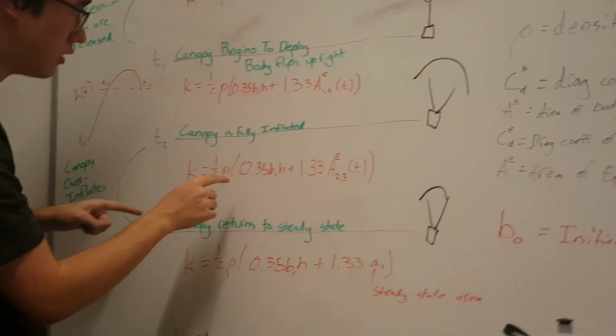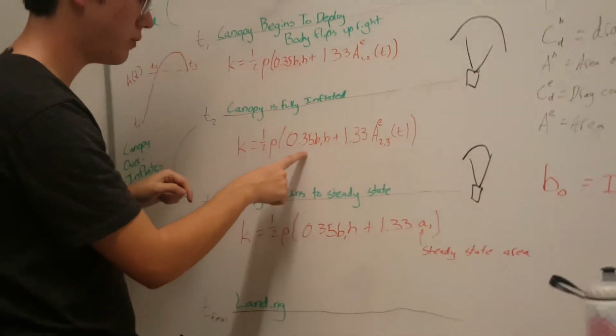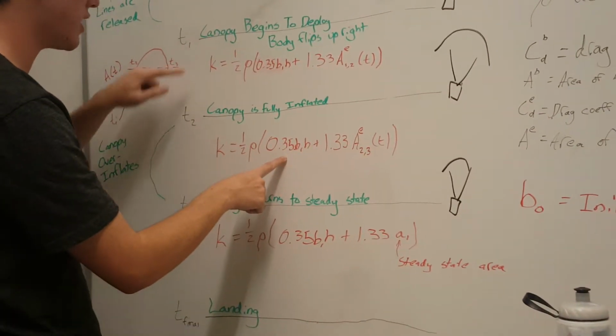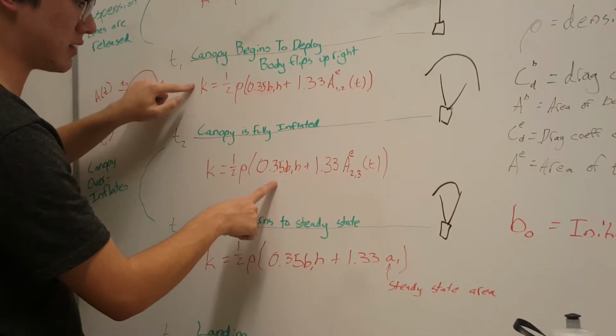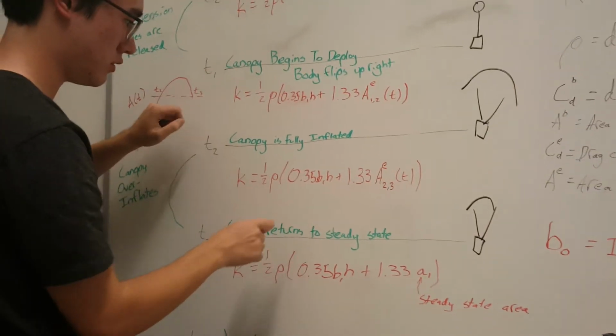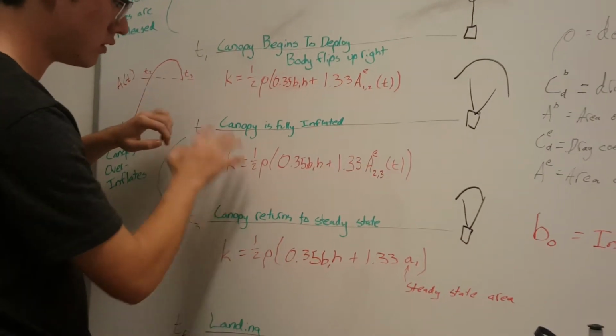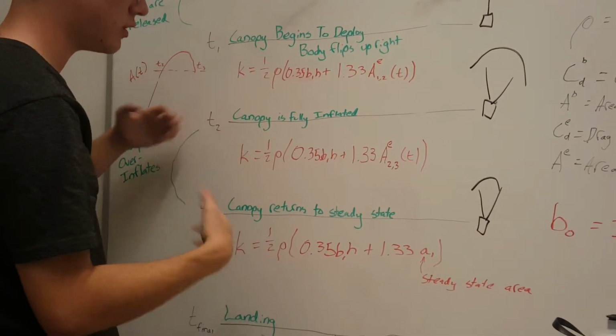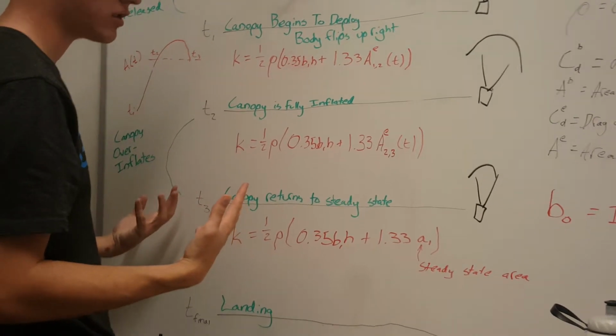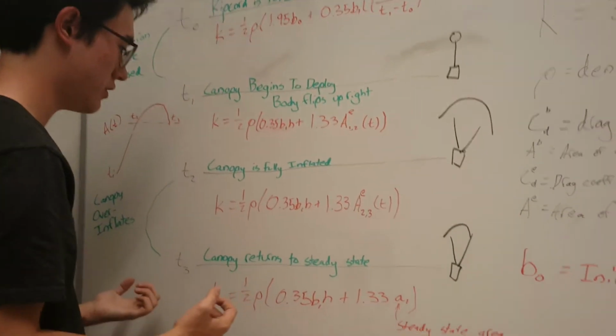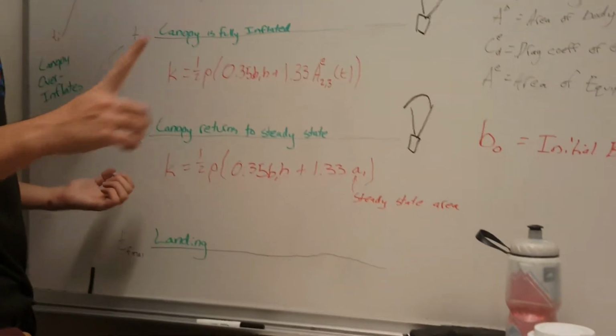And then the drag of the skydiver is still the same as before because his position hasn't changed. So the skydiver doesn't change after this. We're assuming he's in a constant position, right? That's another variable.